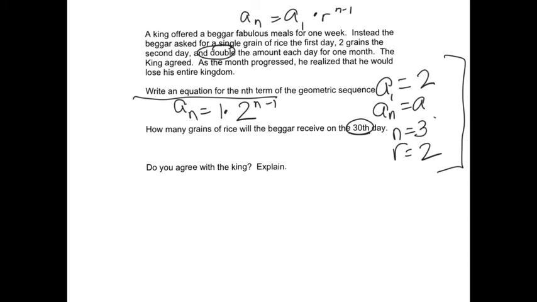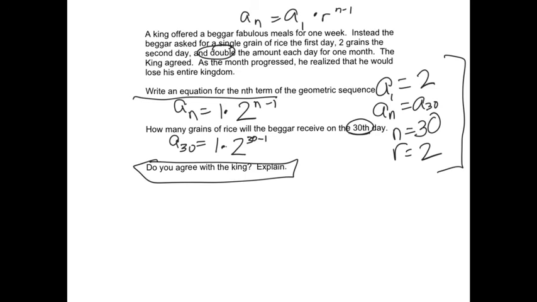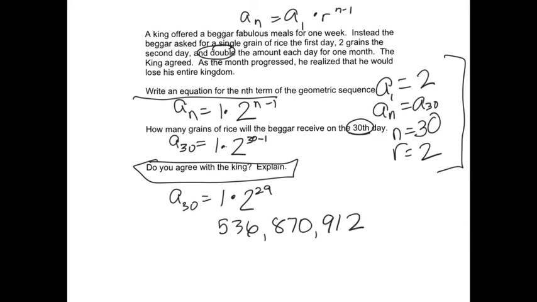You know that n is 30, so we are looking for the 30th term. So the 30th term is equal to 1 times 2 raised to the 30 minus 1 power. I don't have any room, so I'm going to jump underneath it. The 30th term is equal to 1 times 2 to the 29th power. Use your calculator to figure out what that is. Okay, so I got 536,870,912.